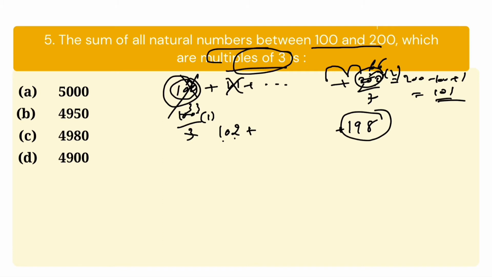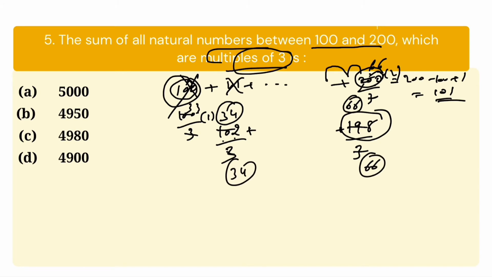Between them, how many numbers are there? First divide by 3. 102 divided by 3 gives 34, so we start with the 34th multiple. If you divide 198 by 3, it gives 66. So starting from the 34th multiple and ending with the 66th multiple, we have numbers between 100 to 200. So how many total multiples of 3 are there? It is 66 minus 34 plus 1, because even this number has to be included. So this is equal to 32 plus 1, which is equal to 33.